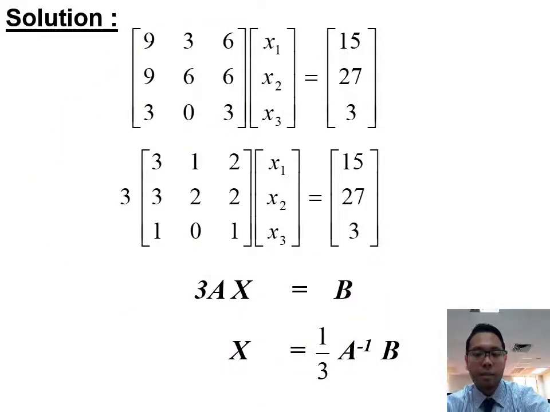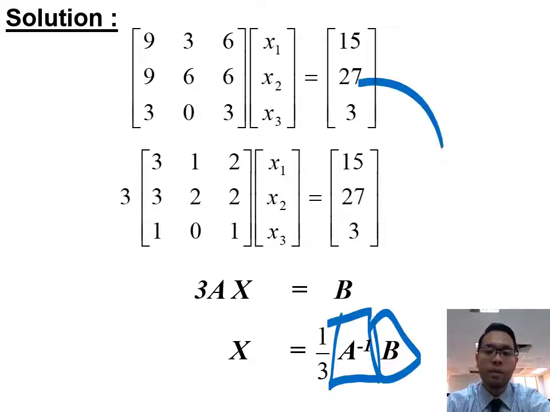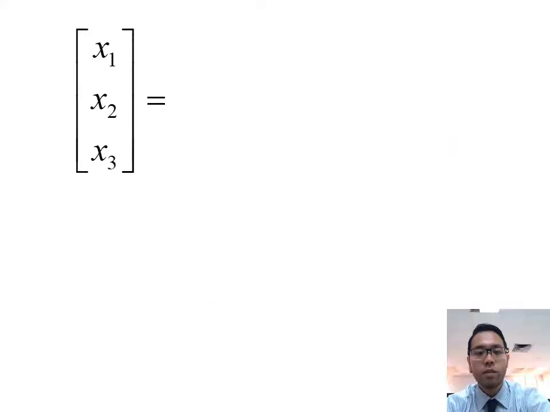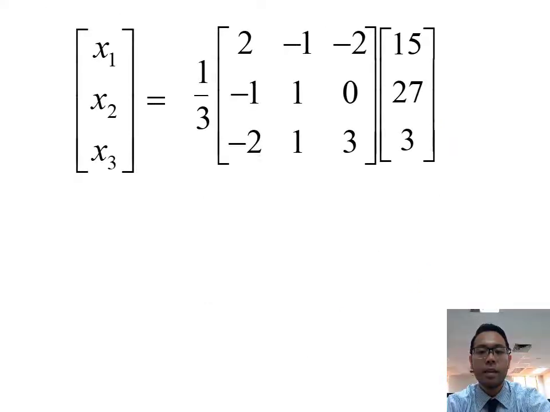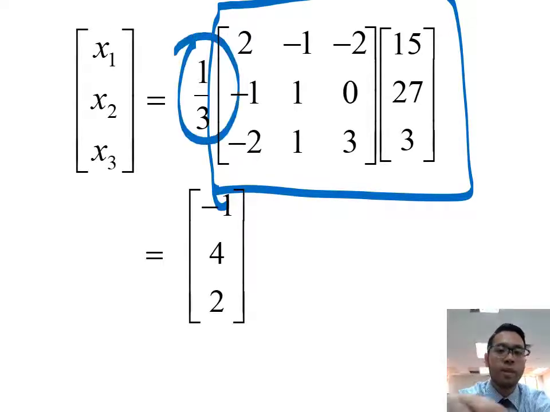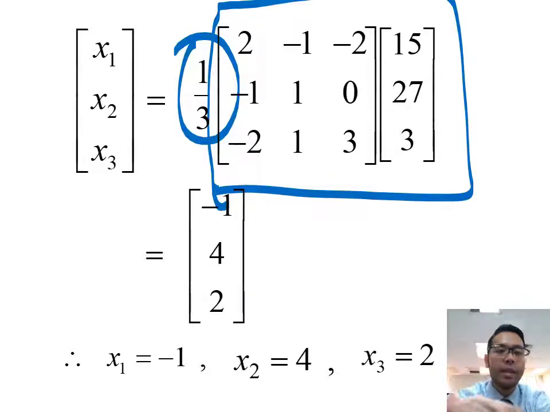And then from here we got the value of A inverse. We got B is this one here. The A inverse is given in the question just now, so just substitute it in, and this one here you can solve by using your calculator. Multiply the 1 over 3 as well, and we got that. And once we reach there, we declare x1, x2, and x3.